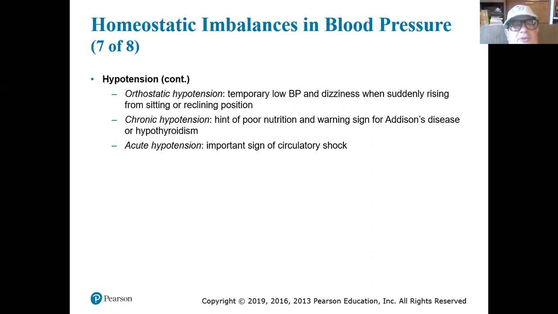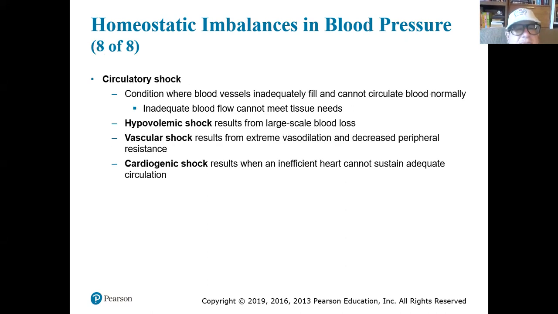Examples of types of hypotension. You could have orthostatic, that's temporary low blood pressure and dizziness when you're suddenly sitting or reclining. Chronic hypotension could be from poor nutrition or Addison's disease, could be a thyroid problem. Acute just means the symptoms come on hard and fast. Haven't had them before, and now you suddenly do. It could be a sign of circulatory shock.